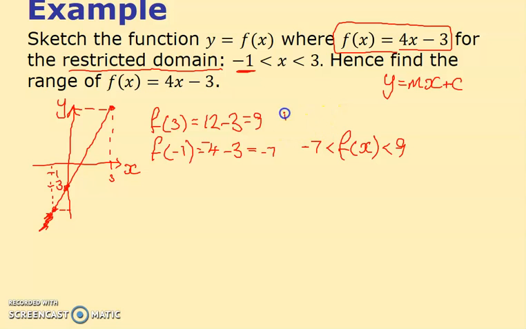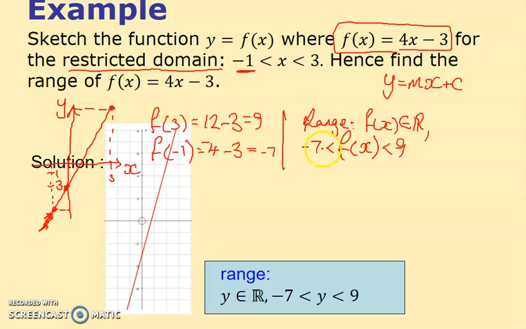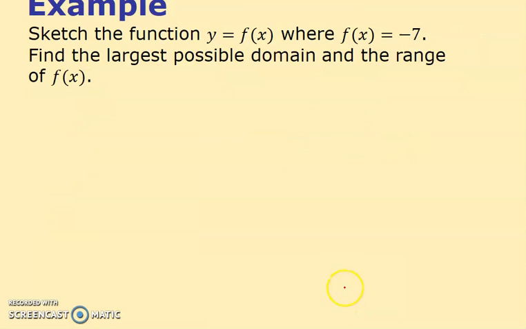Now remember what you're meant to write with this. You're meant to write range. We're going to say f of x belongs to the real numbers, comma, and then this is true as well. So that's what I did. There's my straight line graph. I know in this one I wrote y, but I commented last time, it doesn't really matter. y belongs to the real numbers, and y belongs from minus 7 to 9.